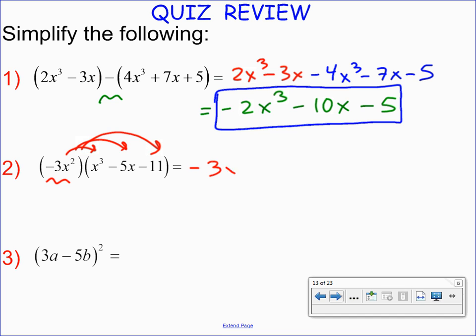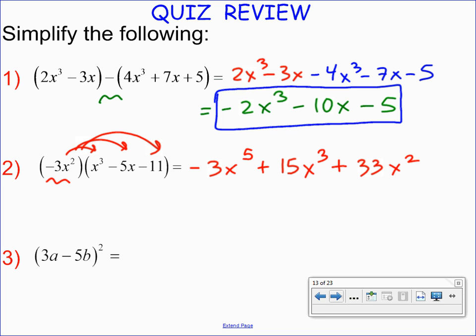So we get negative 3x squared times x cubed is negative 3x to the 5th, plus, because the negative times the negative is a positive, 15x cubed. Plus, because the negative times the negative is a positive, 33x squared. Do I have any like terms that I can combine here?